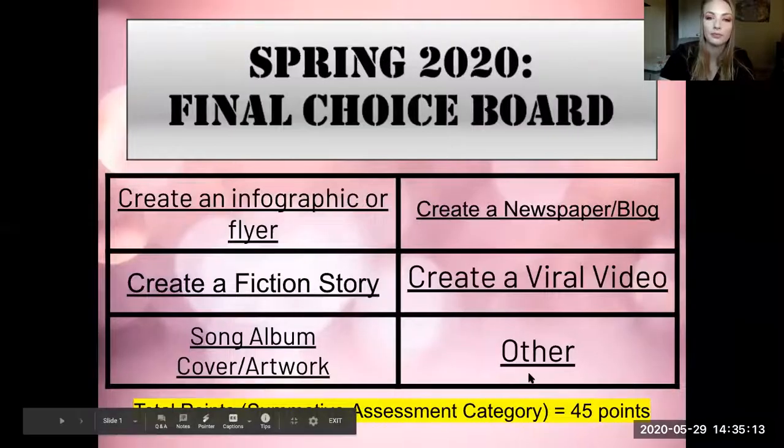I didn't even talk about the check-in. Oh my God, what am I doing? Real quick.